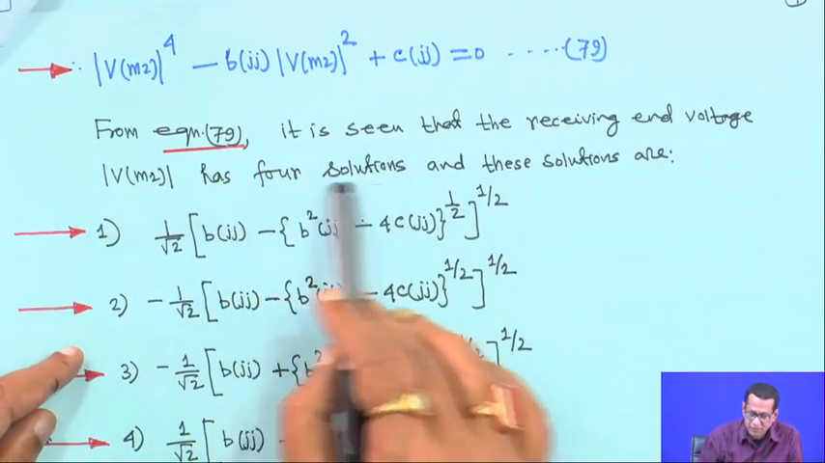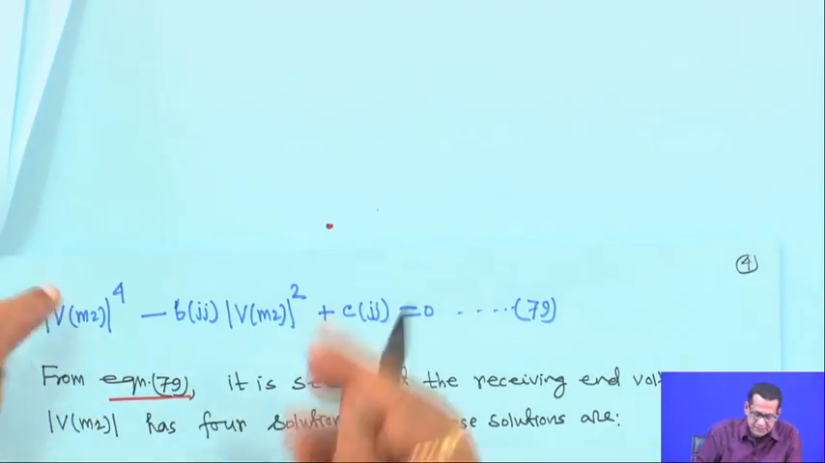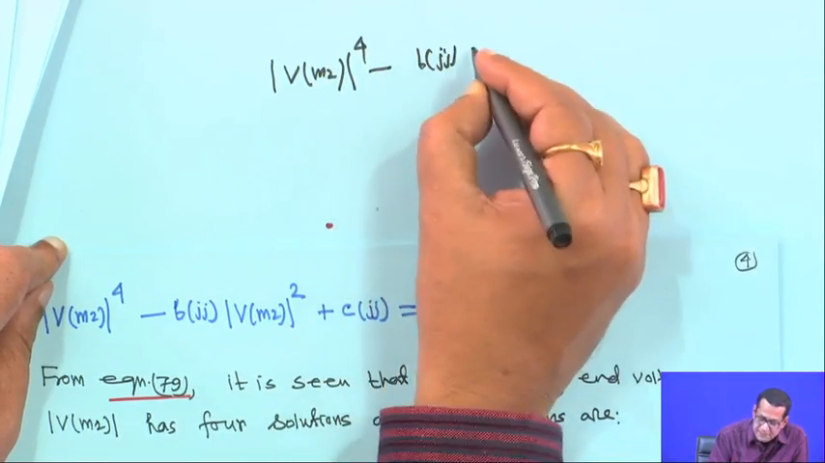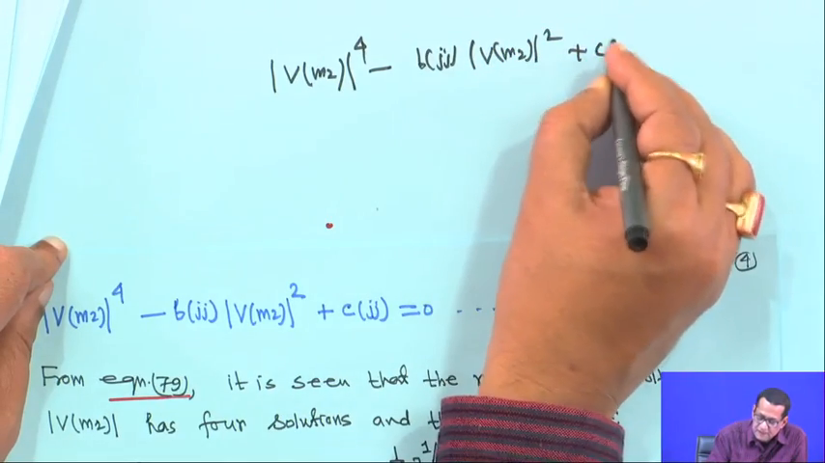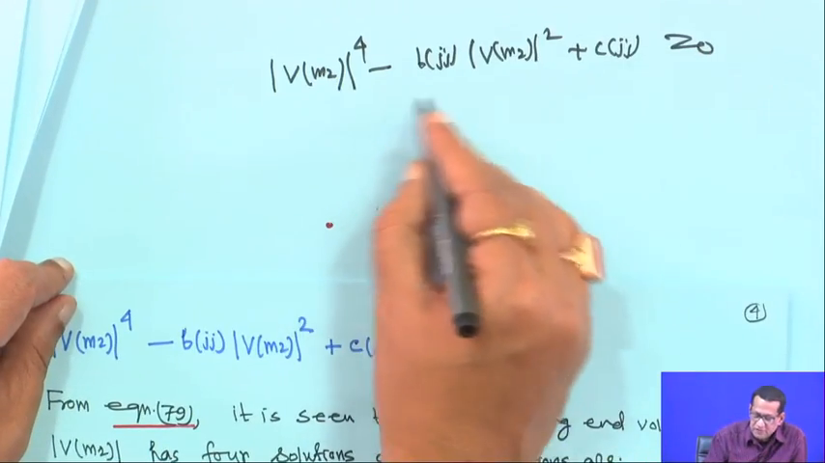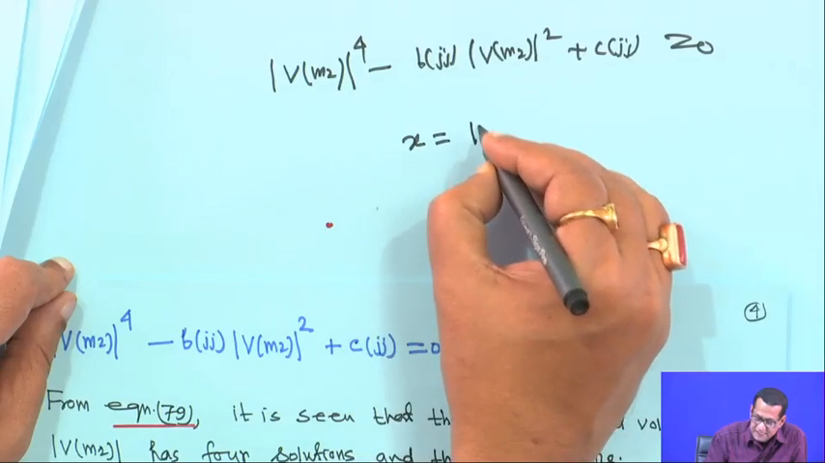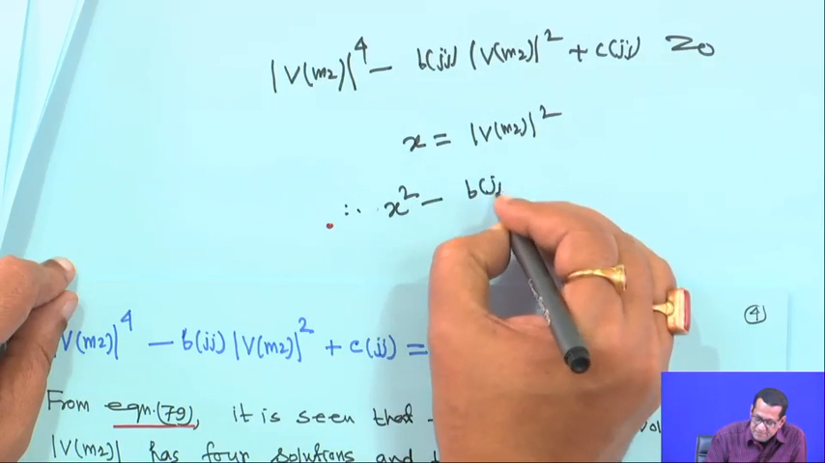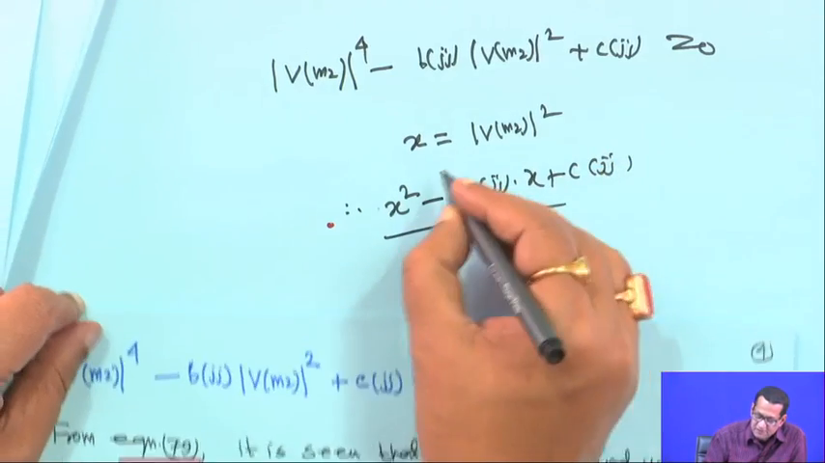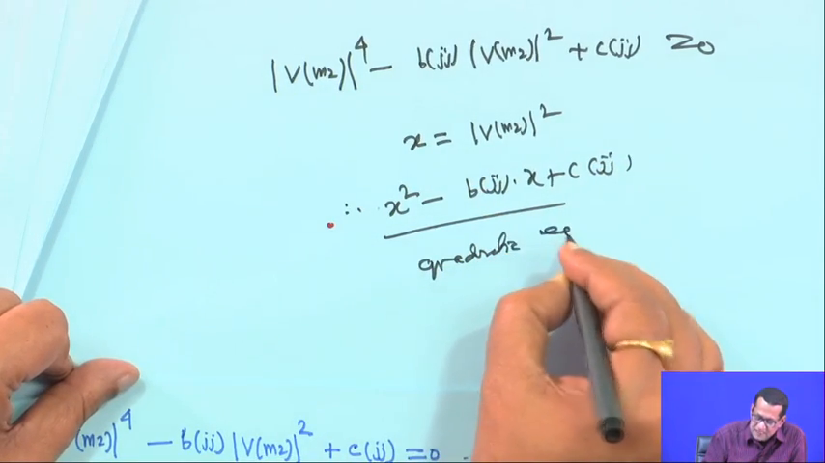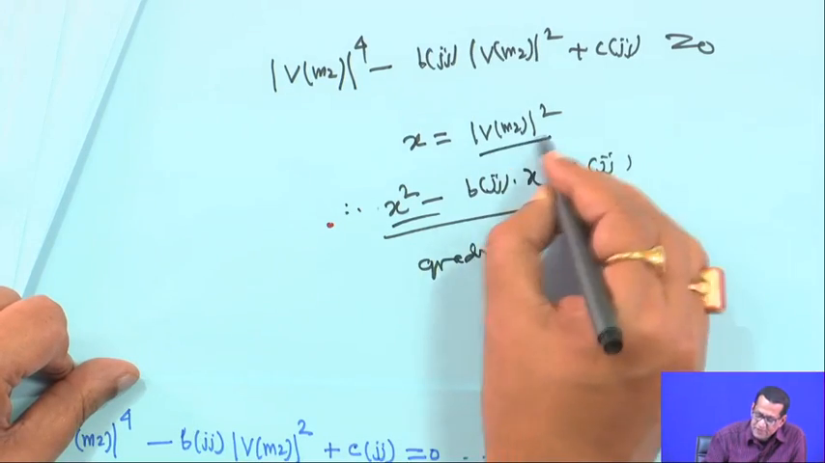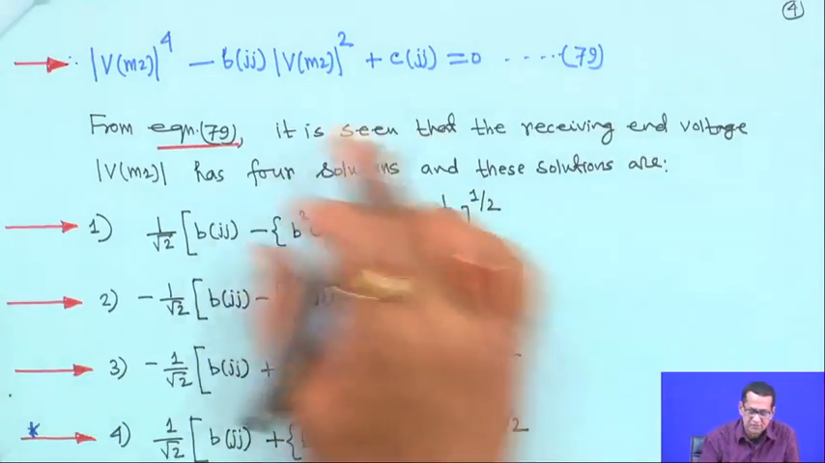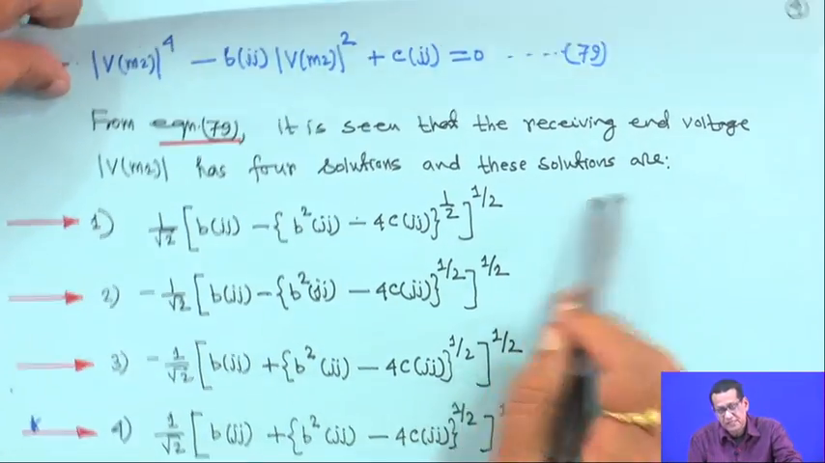It is seen that for the receiving end voltage we have 4 solutions. Suppose V m2 to the power 4 minus B jj V m2 square plus C jj is equal to 0. This is actually a quadratic equation of V m2 square. For example, if you assume x is equal to V m2 square, then V m to the power 4 can be written as x square minus B jj into x plus C jj. So this is actually a quadratic equation of x, but x is equal to V m2 square, that means it is a quadratic equation of V m2 square.